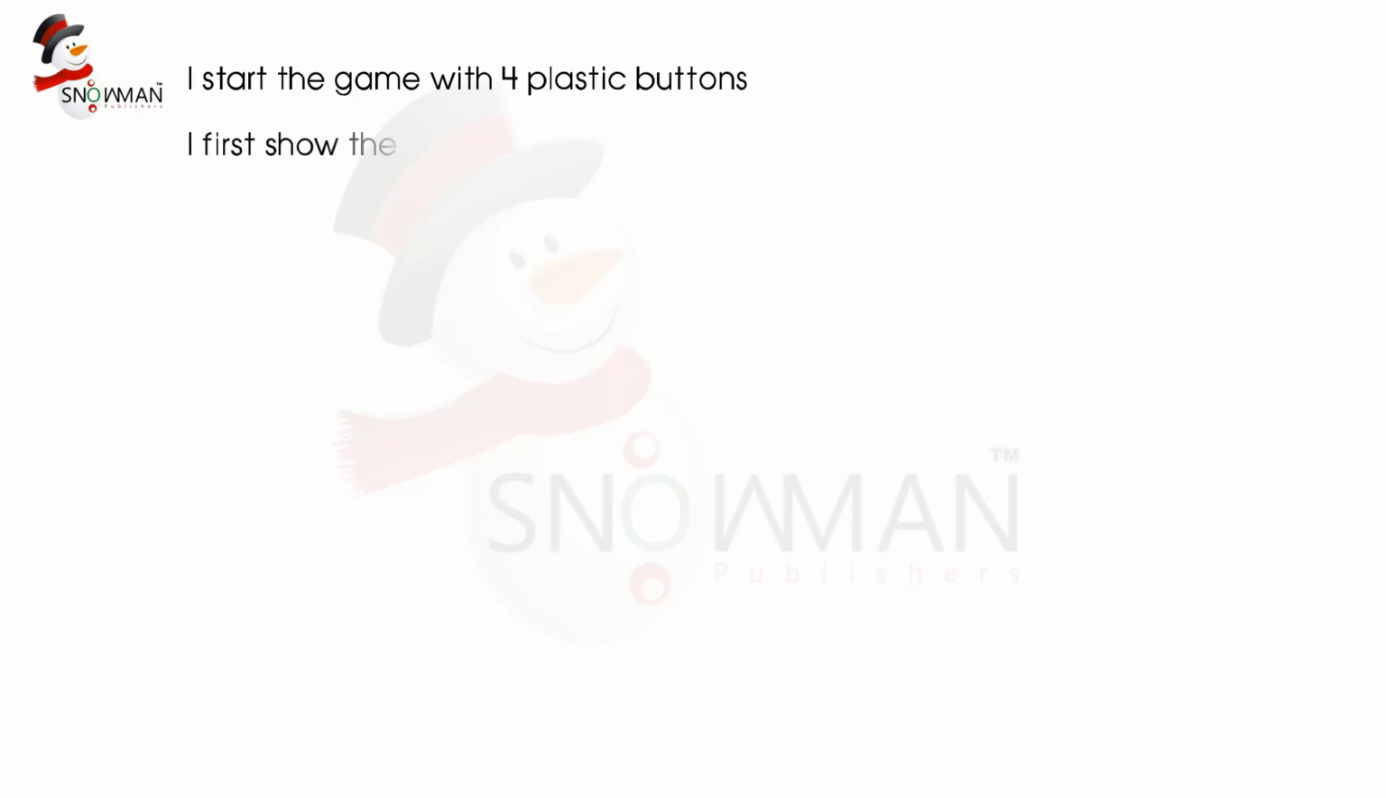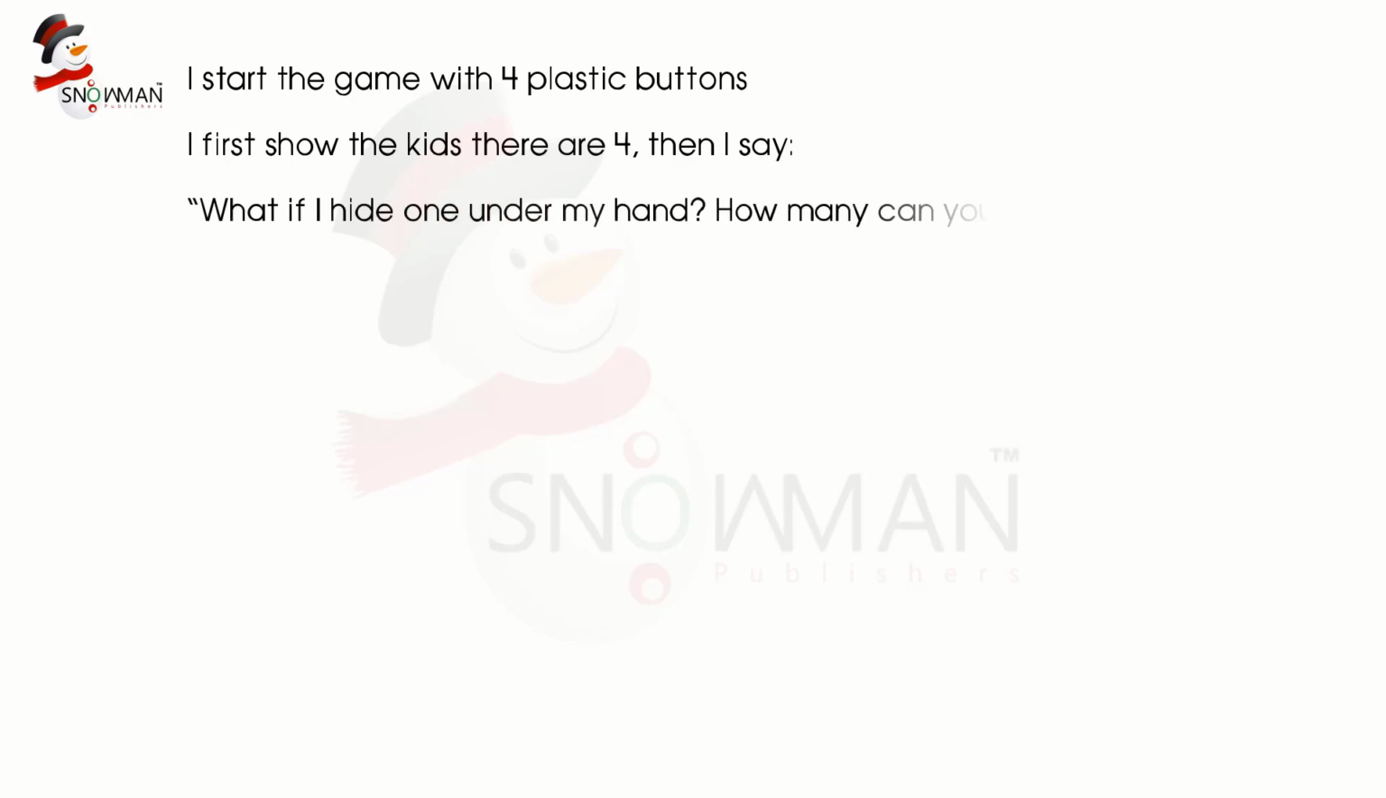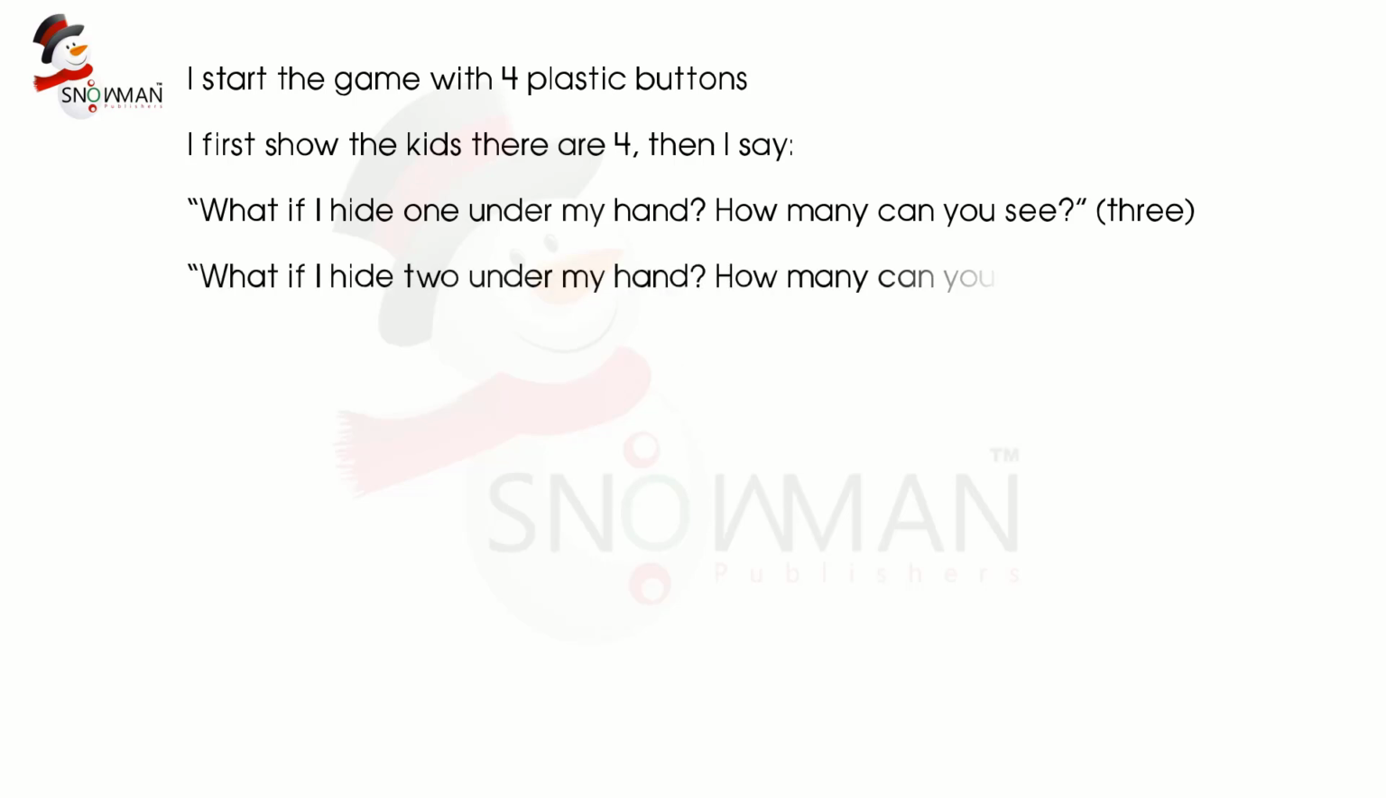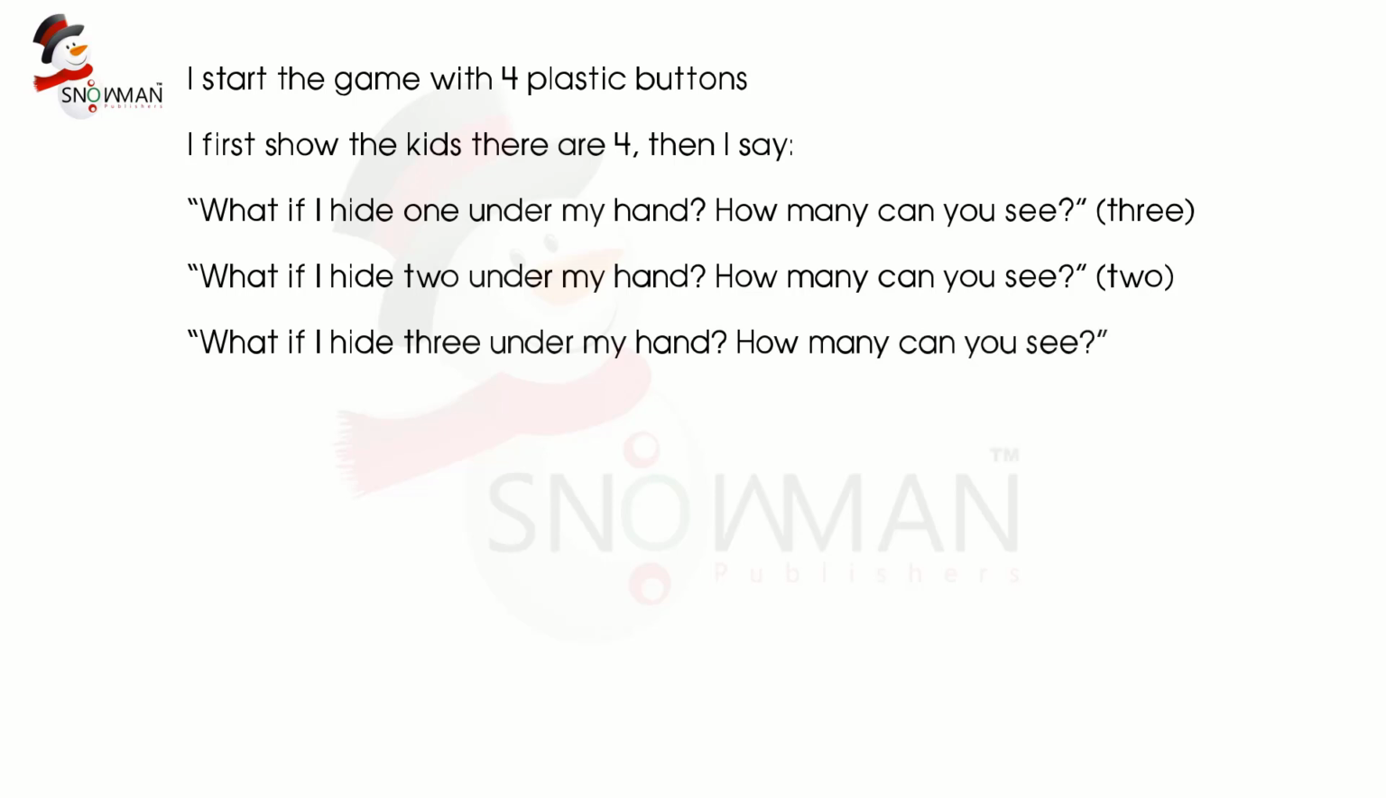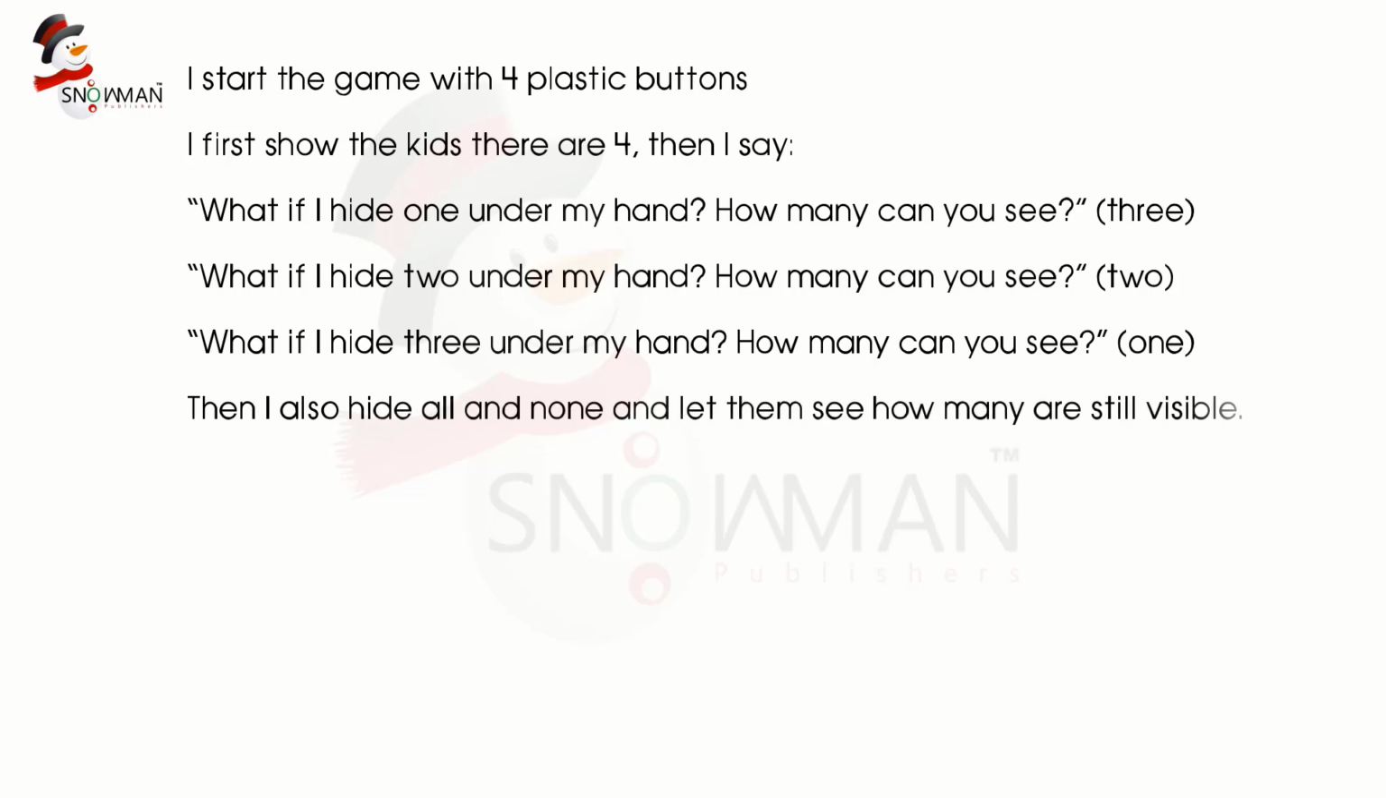I first show the kids there are 4, then I say, what if I hide 1 under my hand? How many can you see? 3. What if I hide 2 under my hand? How many can you see? 2. What if I hide 3 under my hand? How many can you see? 1. Then I also hide all and none and let them see how many are still visible.